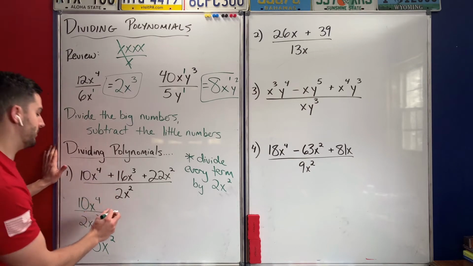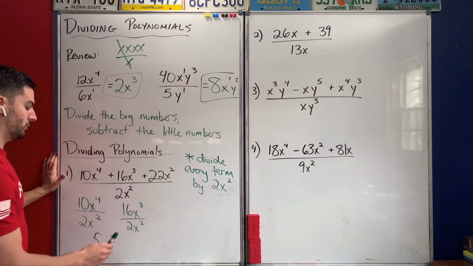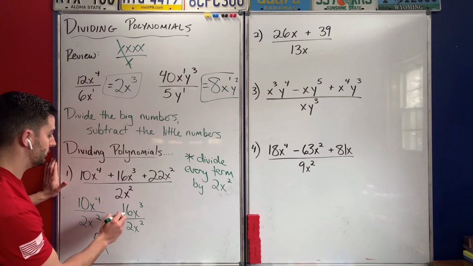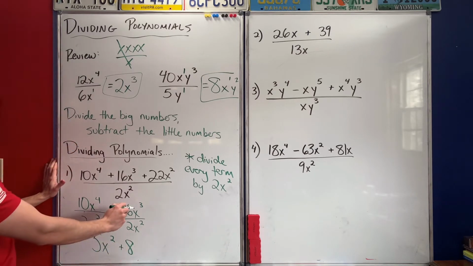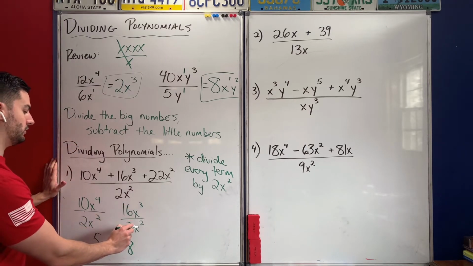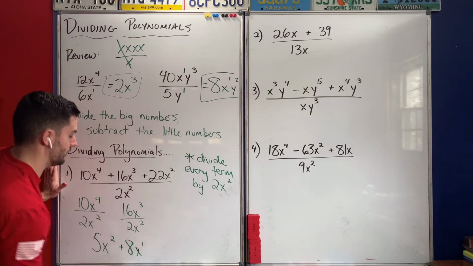Okay. And then my second fraction, 16x to the third divided by 2x squared. Same idea, right? So it'd be 16 divided by 2 is positive 8, right? And then x to the third divided by x squared. Again, subtract the little number, so 3 minus 2, x to the first.